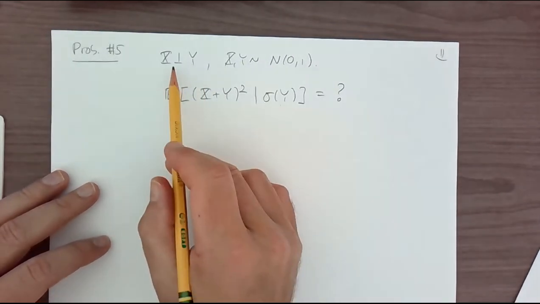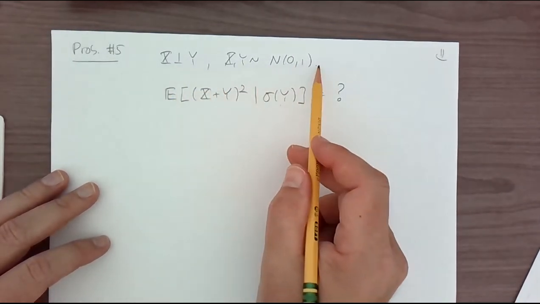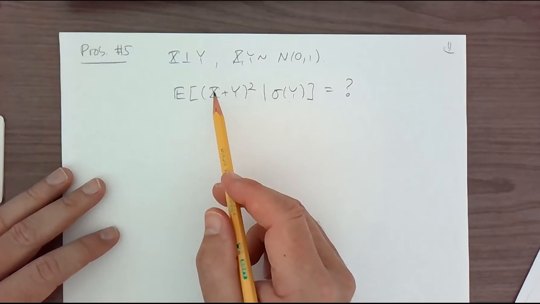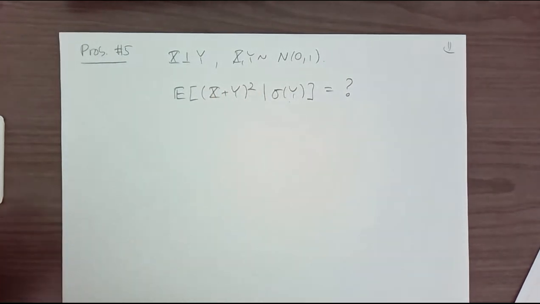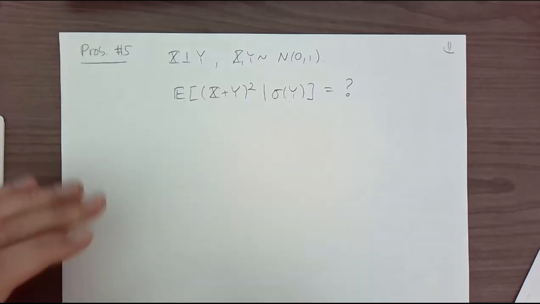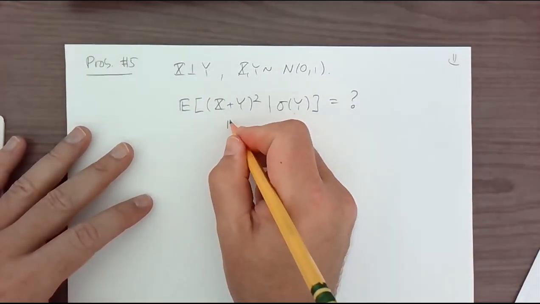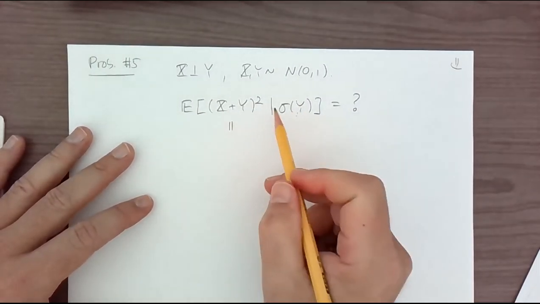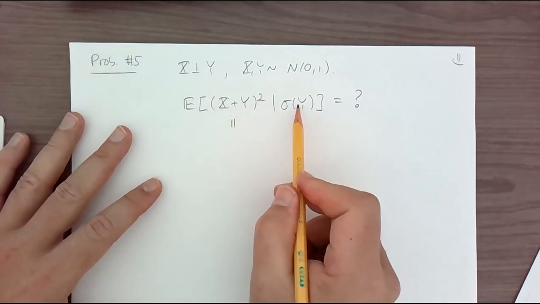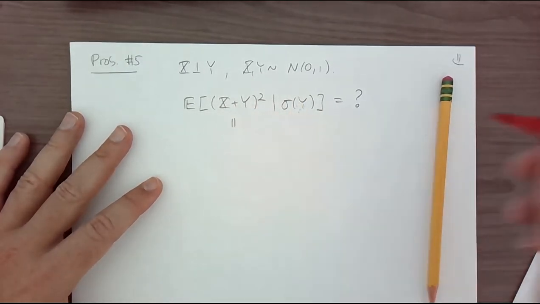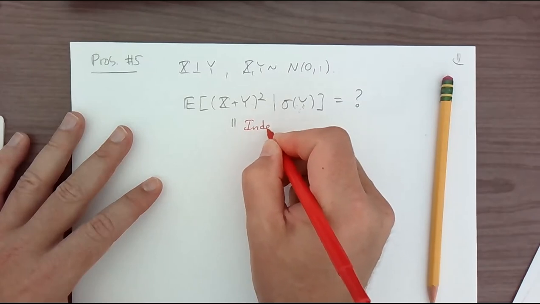So that's the question. You're given 2 independent standard normal random variables, and you're being asked to compute the conditional expectation of the sum squared given Y. So how would we go about doing it? Well, it's already broken up so that you can see that one of them is measurable and the other one is independent. So this one here screams the independence lemma.